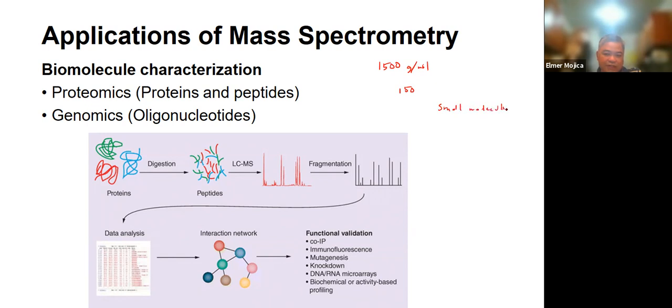But how do you think it is applied to big molecules or biomolecules? Okay, so what do they do with the big molecule? As you can see here, the protein is digested to break it down into peptides. And the peptides are what they analyze in the LC-MS. Okay? They look for fragments. So they look at the fragments. So if we break down the peptides further, what are their building blocks?